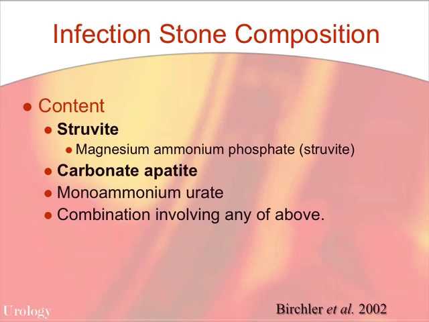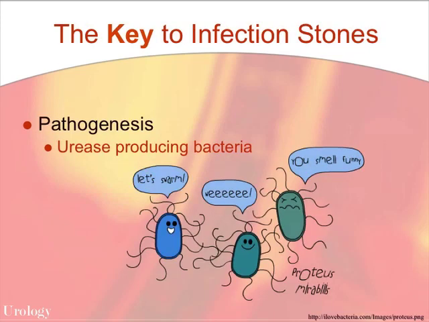As most of us are familiar with, struvite is composed of magnesium, ammonium, and phosphate, and this is a typical stone composition for an infection stone. However, it's not limited to struvite. Carbonate apatite is another key player, as well as monoammonium urate, and any combination of these, or these in combination with other stone types. Underlying the formation of these stones is urease-producing bacteria.